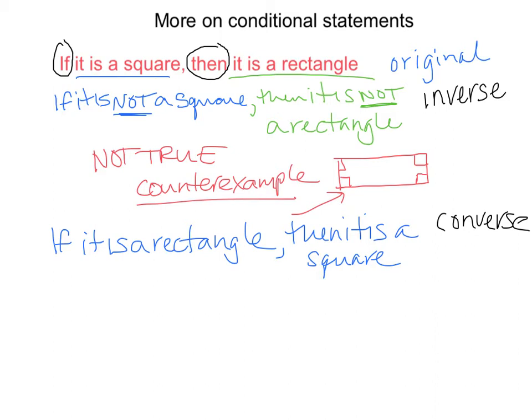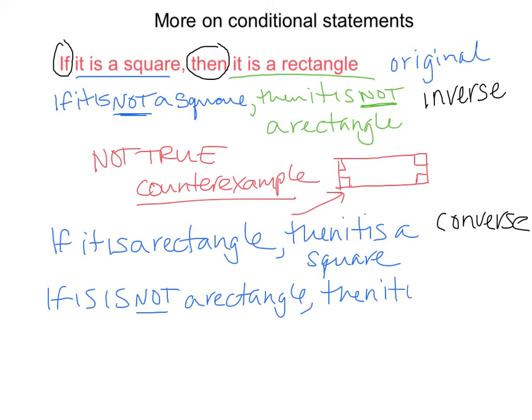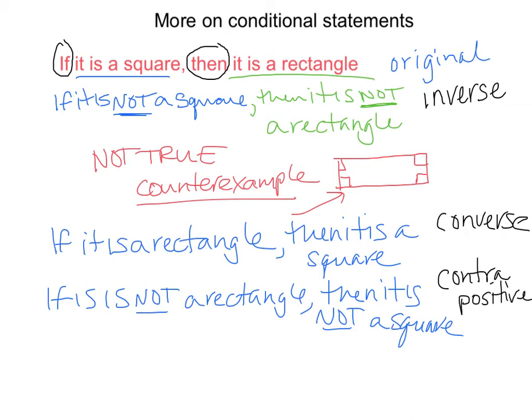And last but not least, we could do both things. So we could say, if it is not a rectangle, then it is not a square. Okay, that's what's called the contrapositive. Contrapositive. Okay, and assuming that the original statement is true, then this statement also has to be true. Okay, so these 4 statements: original, inverse, converse, contrapositive.